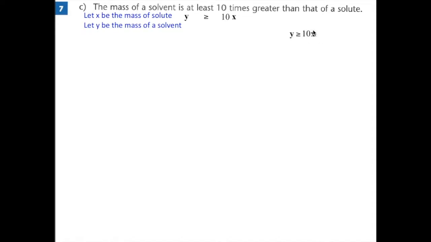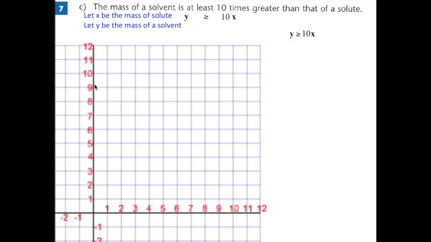Once again, y equals ax plus b. The a is 10, the b is 0. Then when we graph this, you can't have negative amounts of a solvent or a solute, so I'm only going to be looking at quadrant 1. I'm going to start with our initial value of 0, so right here. So when x is 0, y is 0.